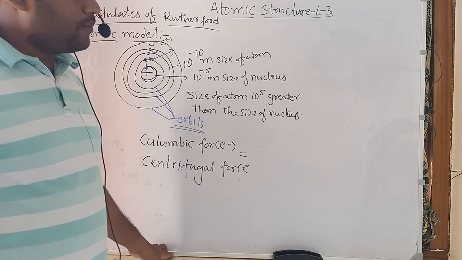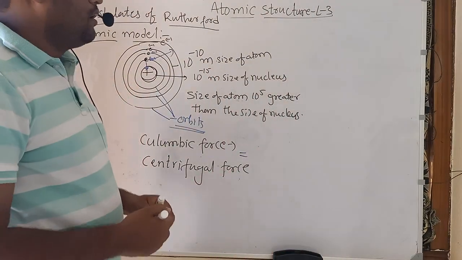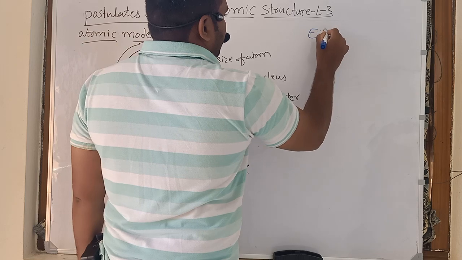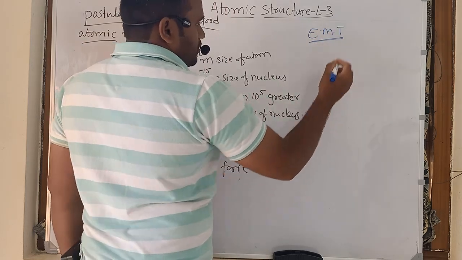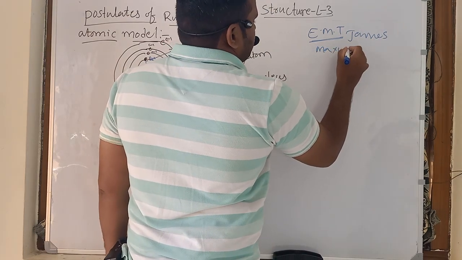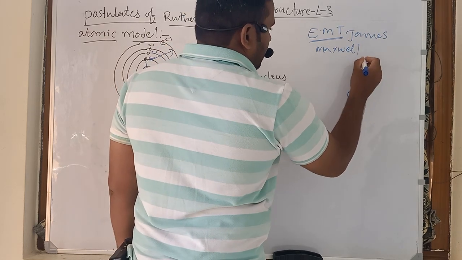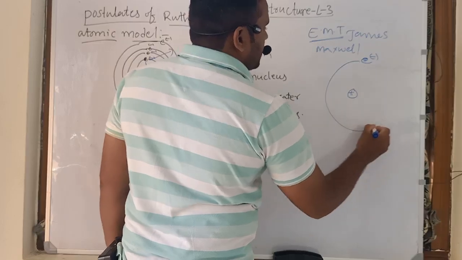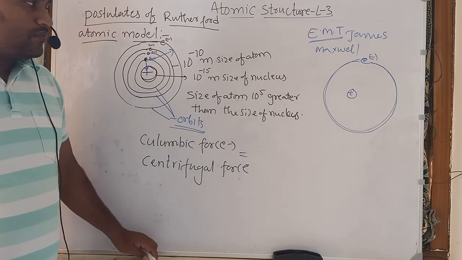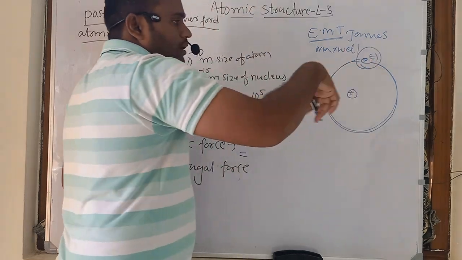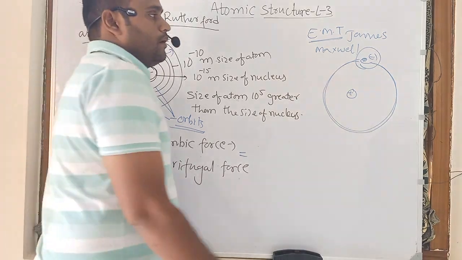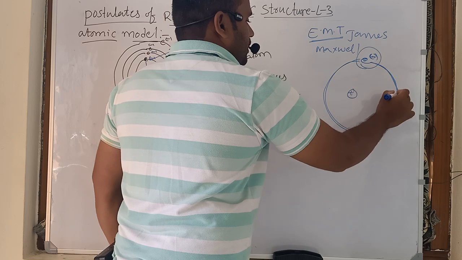According to the electromagnetic theory, which was proposed by James Maxwell, when a charged body rotates around another charged body, this charged body continuously accelerates due to its circular motion.